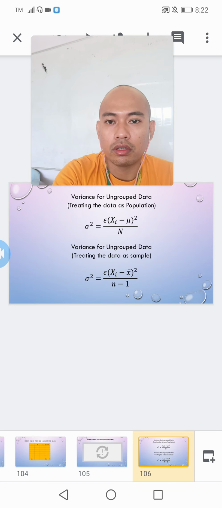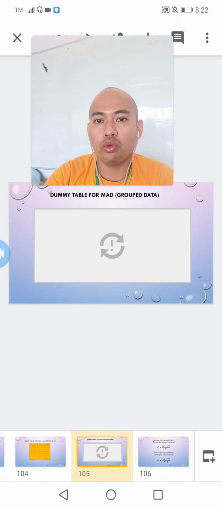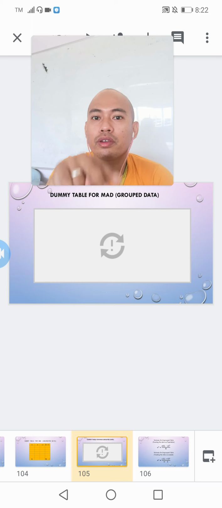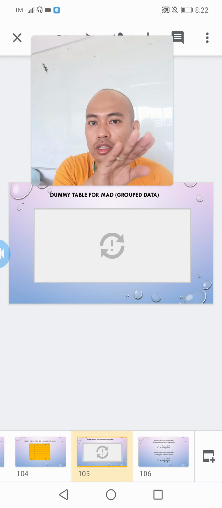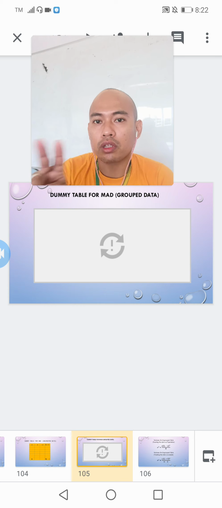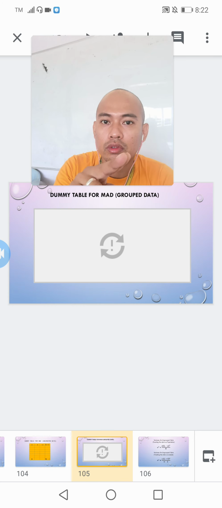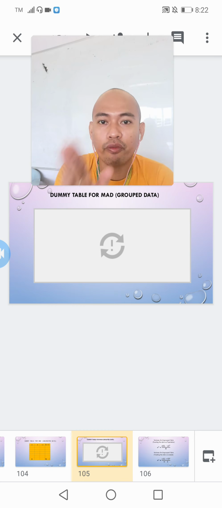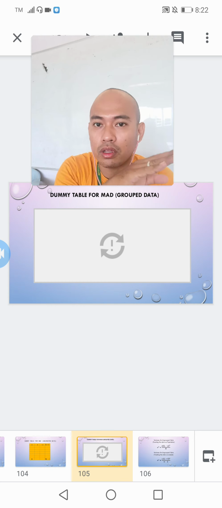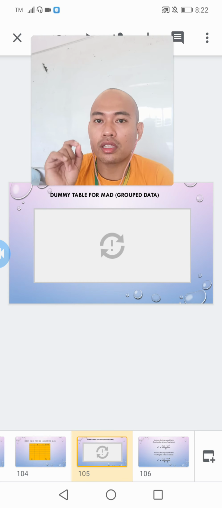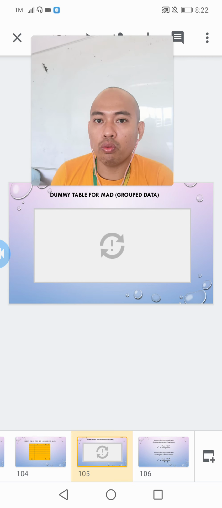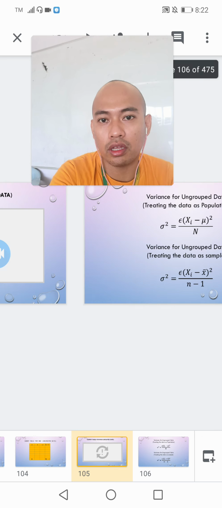Basically, the first column in the MAD for grouped data is the interval. The second column will be the frequency. The third column will be the class mark. The fourth column will be the mean, listing the mean for every class mark. Then subtract the mean from the class mark, and that will be the fifth column. For the sixth column, we will have the product of the frequency and the fifth column. Then sum up, and that will be the summation of the frequency multiplied by the absolute value of x sub i minus x bar. And n will be the total number of frequencies. Okay, so that is the MAD.